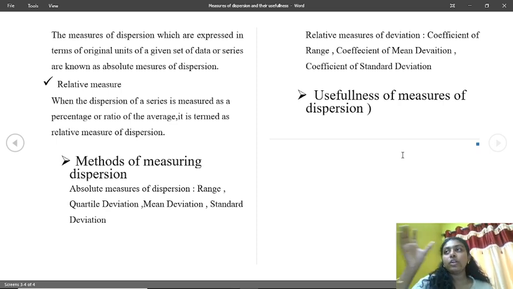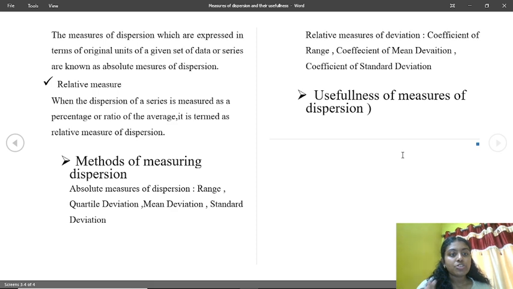If the particular data set has different units, it is not said to be an absolute measure, but a relative measure. A relative measure is when the dispersion of a series is measured as a percentage or ratio of the average. It is termed a relative measure of dispersion. In this case we are not looking into the units; it's just a number, no matter the unit. So relative measures are used where units like meters and kilograms are not present.